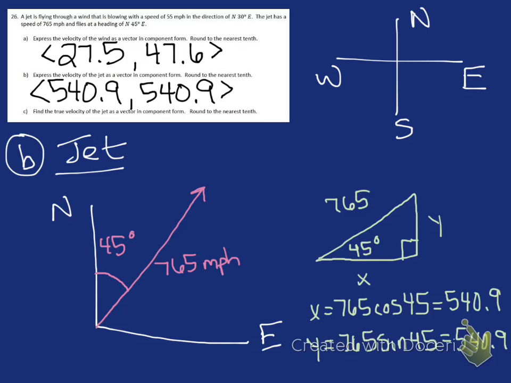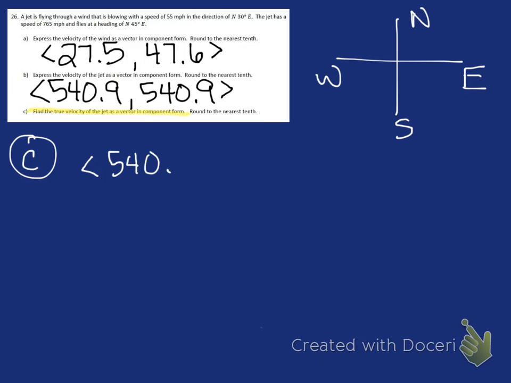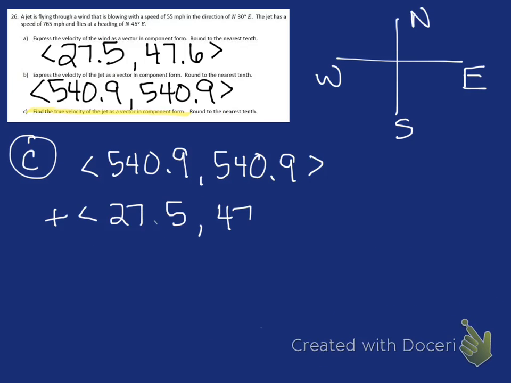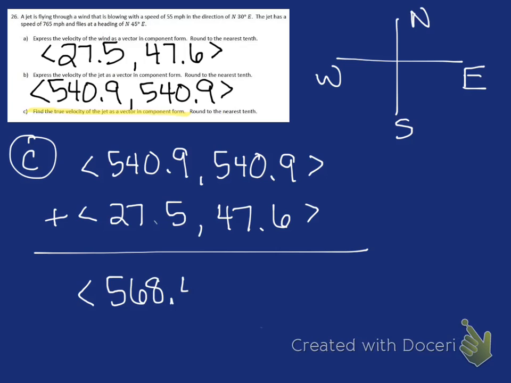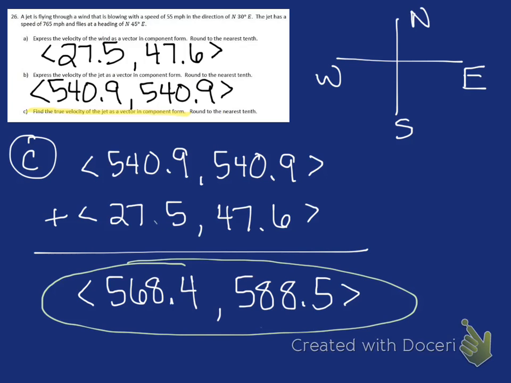The last thing to do is to find the true velocity of the jet, and all it says is in vector component form. It doesn't say we need to find a direction or heading. In this case, both the wind and the jet are heading in the same direction both ways. Both of them are heading north, both of them are heading east. So we don't have to do any subtracting in this case. Both forces are working in the same direction. So we just need to add together both the horizontal and the vertical components to get our final resulting vector.